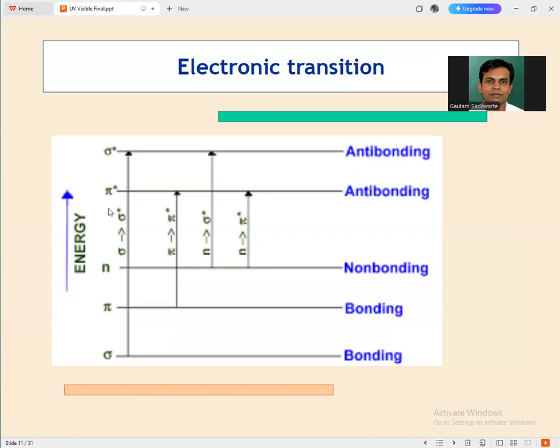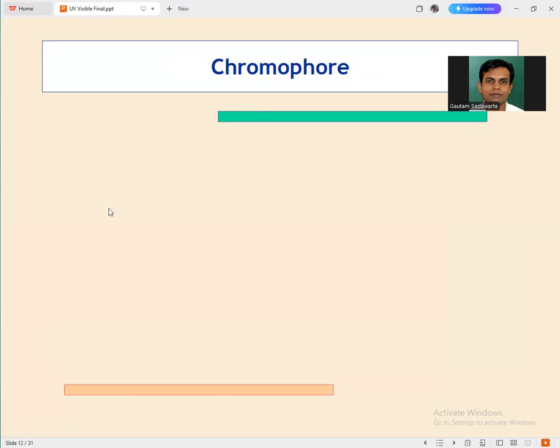In n to pi star, n means non-bonded and pi means pi bond. So a carbonyl compound contains a non-bonded pair of electrons as well as a pi bond, so it undergoes n to pi star excitation. This question may be asked; it is a very important question, normally asked in spectroscopy.